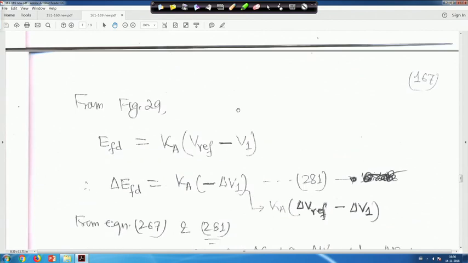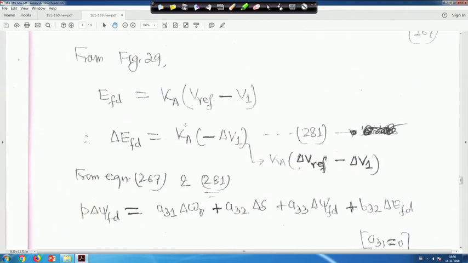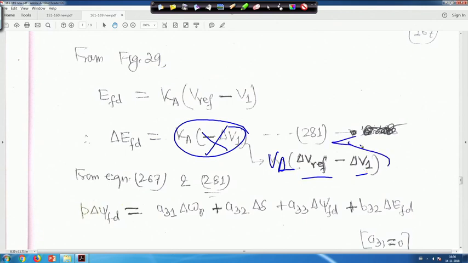So, therefore, from figure 29 I wrote this one, delta V reference is not 0. So, this one you should not consider, delta EFD is equal to Ka into (delta V reference minus delta V1), whatever I write, this is actually equation 281, because we are not setting delta V reference 0. If delta V reference is 0, then this is true, but this is not required, it is actually Ka (delta V reference minus delta V1), right.